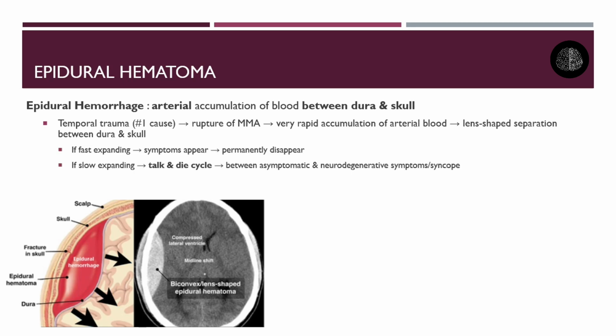Now, there are two presentations of it. If it is fast expanding, the symptoms are going to appear but then permanently disappear. The reason for that is clotting. But if it's slow expanding, it doesn't have enough time to clot. So there will be a very, very important sign for it, which is the talk and die cycle. It can happen for up to days, then weeks, then months, where someone is asymptomatic, normal, and then neurological symptoms out of nowhere or syncope. So you guys can imagine talk and die, where he would be talking normally, and then syncope, so die, and then he would wake up again like nothing happened. That is a very, very important characteristic of epidural hemorrhage.